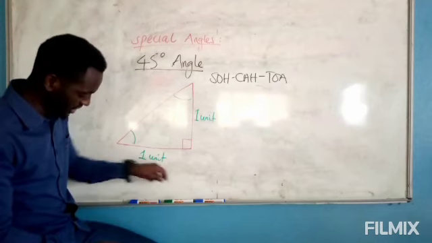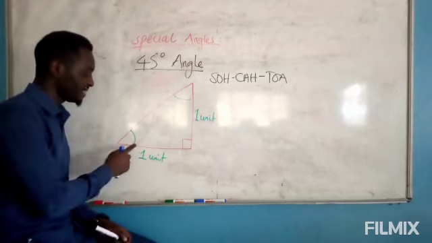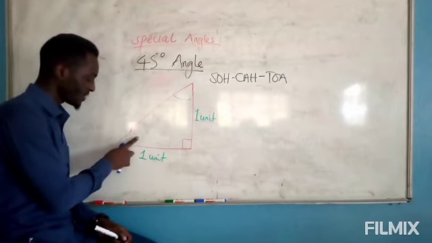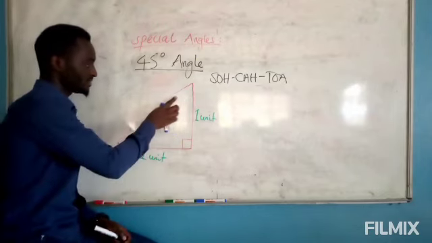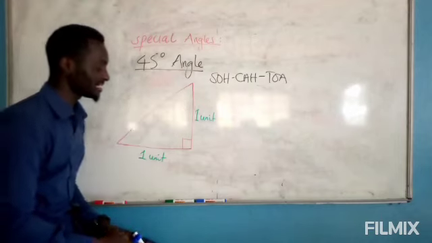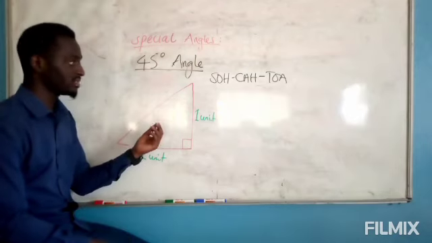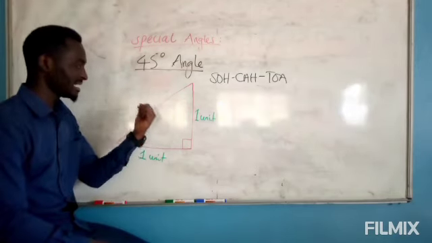That mentioned, I want you to look at the fact that you have been provided with two sides. That simply means that you can apply the Pythagoras theorem to find the remaining side.